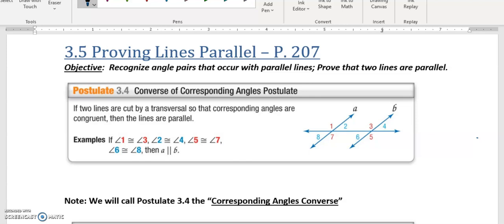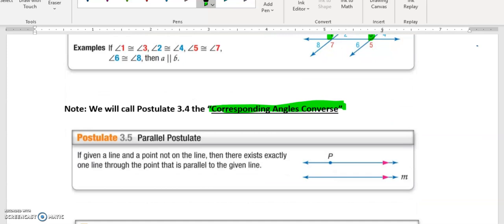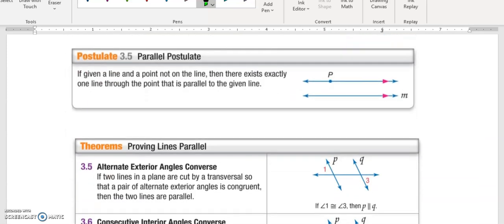So if you can show that, in this case, the corresponding angles converse is what we're going to call it, if you can show that angles 1 and 3 are congruent, then that means that lines A and B are parallel. That's what the postulate says. The parallel postulate says, given a line and a point not on the line, there's exactly one line through that point parallel. And we showed that when we did our constructions last week.